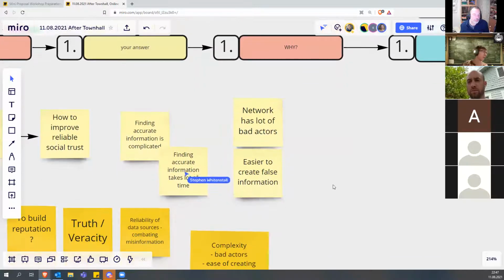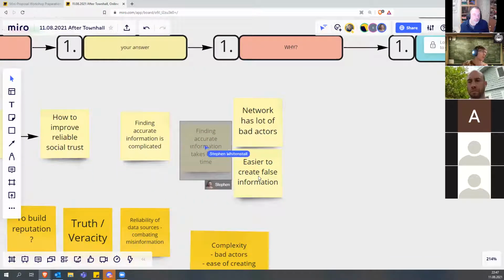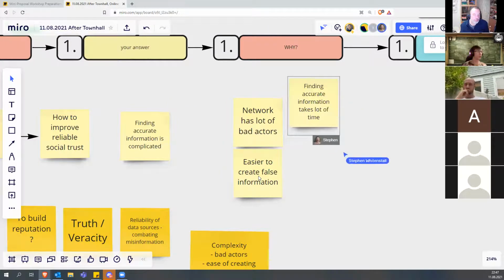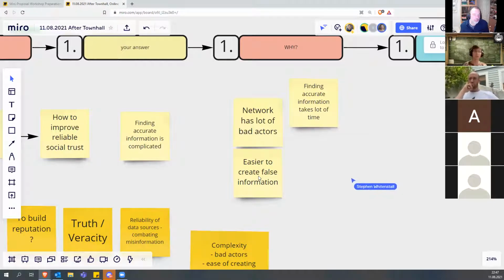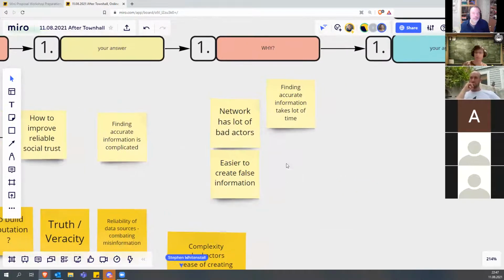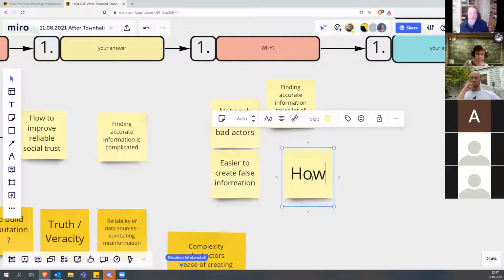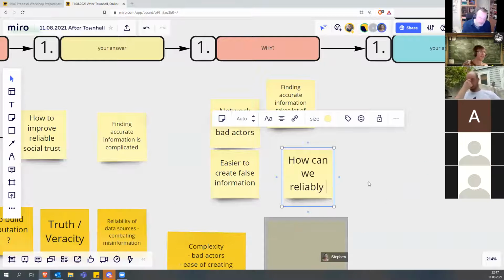So the problem statement will be: it's hard to distinguish between false information and truthful information. Ooh, I think I might have a good synthesis here. How can we reliably improve trust by decreasing the time it takes to ascertain somebody's reputation? Maybe that's a start. Can you write it down so I can just copy it? Yeah, one second.